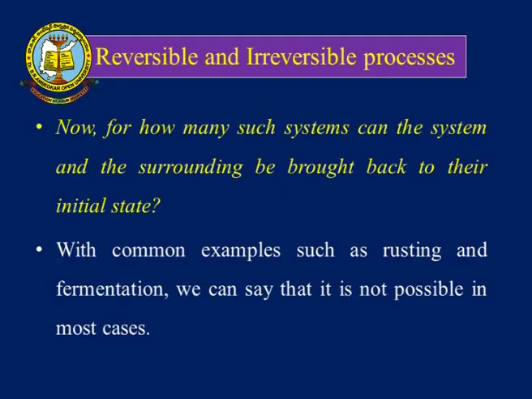Now, for such systems, as we said, boiling of water or rusting of iron or burning of paper, we have to see whether they can get back to their original state or not. With common examples, as we have seen, rusting and fermentation cannot get back to the original state. The process that has happened cannot get back to its original state. That means it is an irreversible process, we can say here.